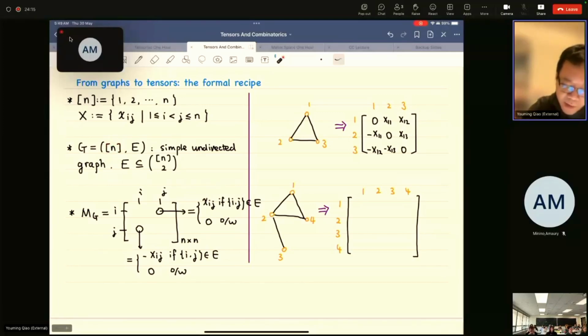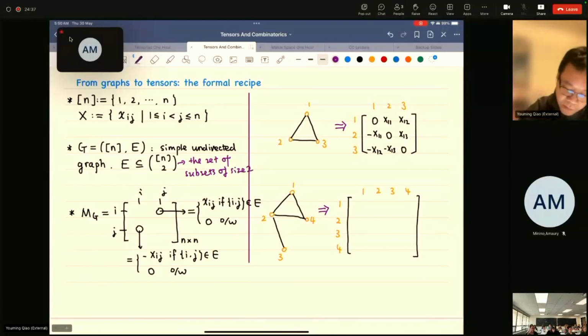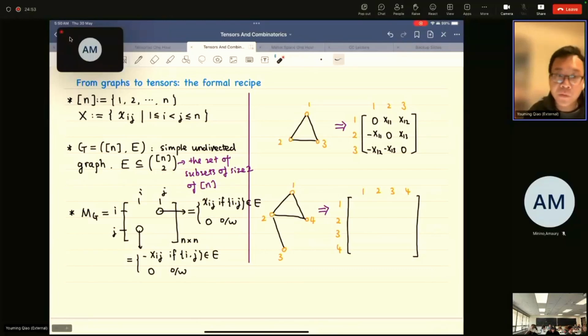And then the edge set will be a subset of n choose 2, which is simply the set of size 2 subsets of the set 1, 2, 3 up to n. Okay. So this is the simple undirected graph. The edge set is simply just a subset of n choose 2.